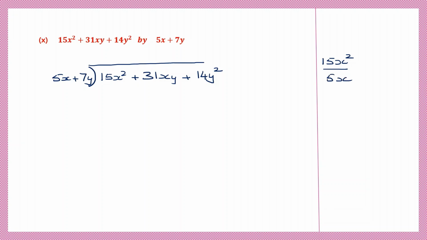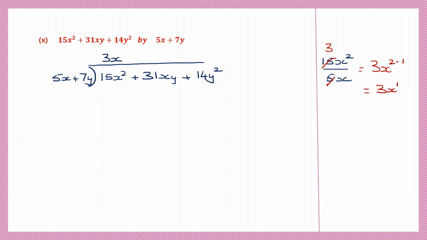Now let's cancel 5 and 15 both by 5. So this becomes 3. So the number is 3, x to the power of 2 minus 1, which is 3x to the power of 1. So here we have 3x.